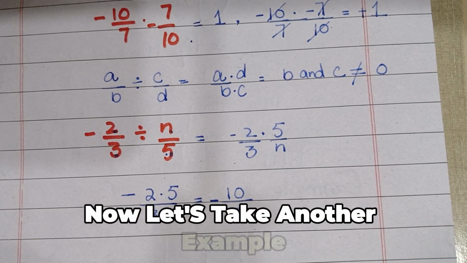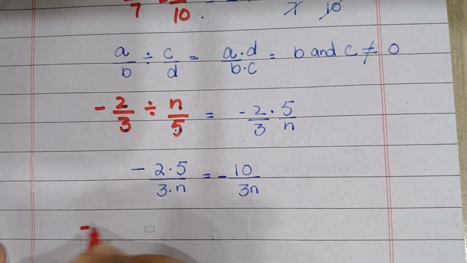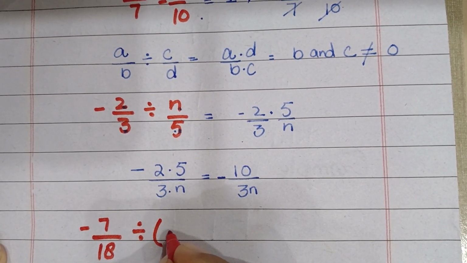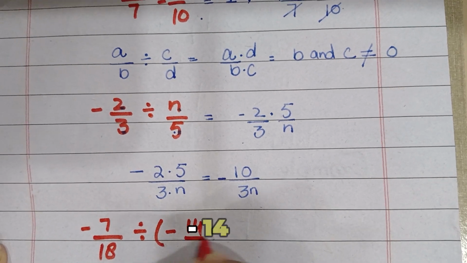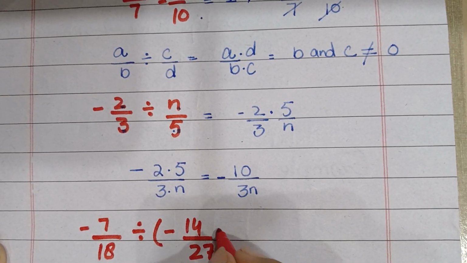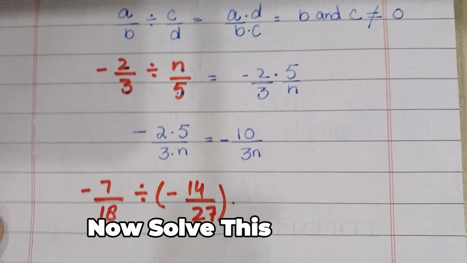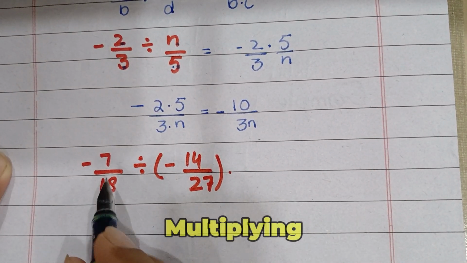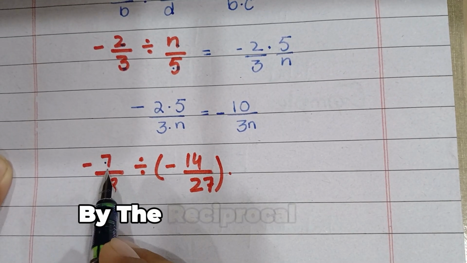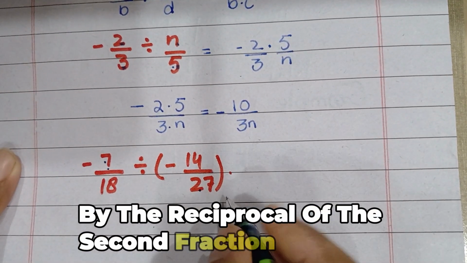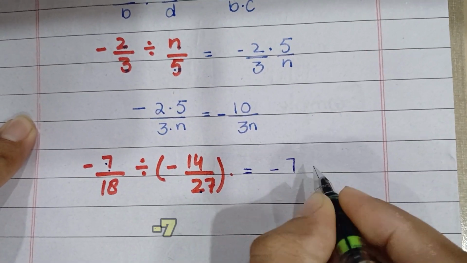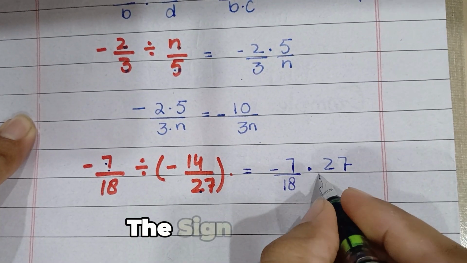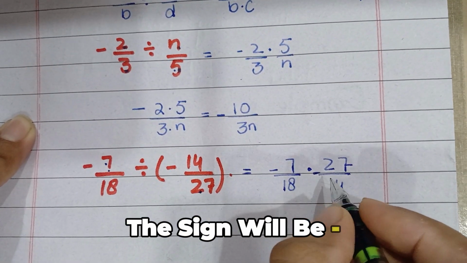Now let's take another example: -7/18 divided by -14/27. Now solve this problem. First, to divide, multiply the first fraction by the reciprocal of the second fraction, which is 7 multiplying 27 over 18 multiplying 14, and the sign will remain.